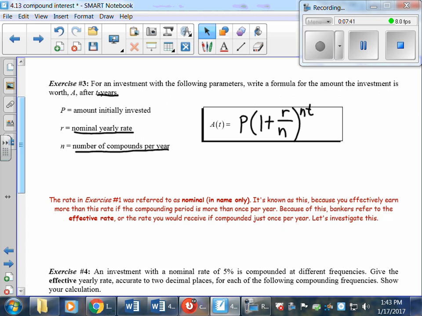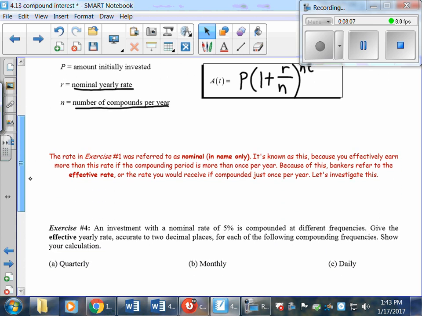The rate in exercise number 1 was referred to as nominal in name only. It's known as this because you effectively earn more than this rate if the compounding period is more than once per year. Because of this, bankers refer to the effective rate, or the rate you would receive if compounded just once per year. Well, let's investigate this in exercise 4.